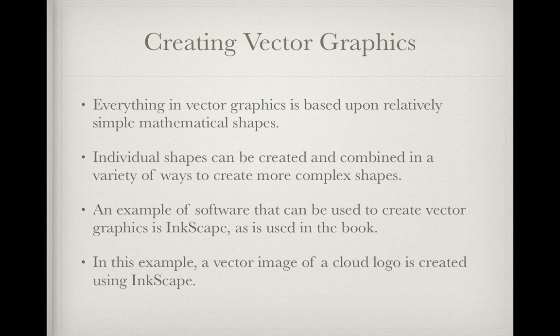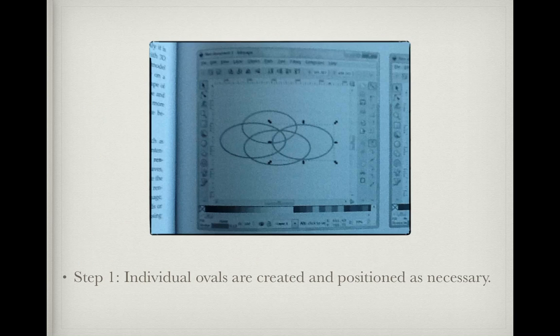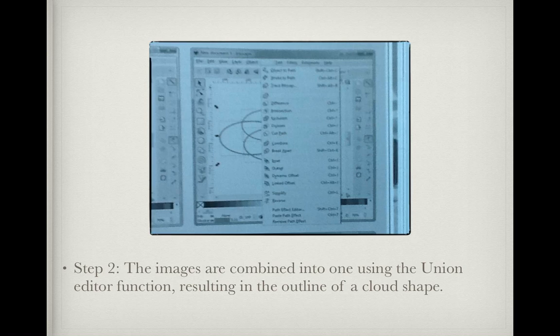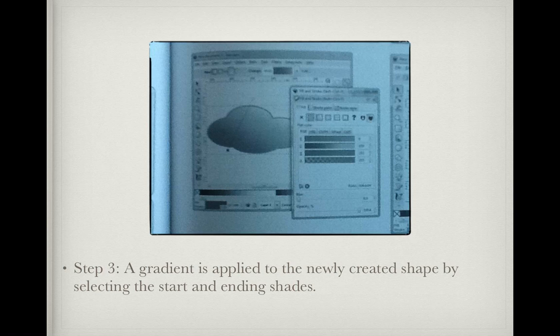Bear with me, the images are not fantastic quality, but I think they do illustrate the process, at least to some degree. Step 1. Individual ovals are created and positioned as necessary. They are all overlapping, and as you can see in the next slide, the images are combined into one using a union editor function, resulting in the outline of a cloud shape.